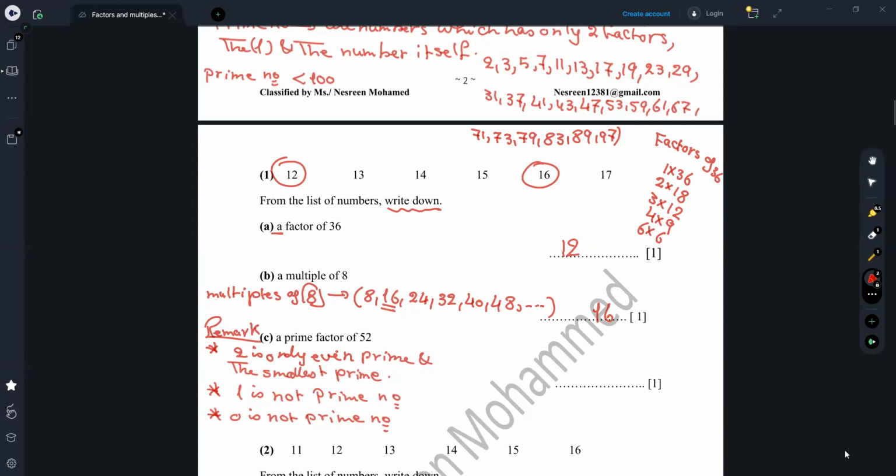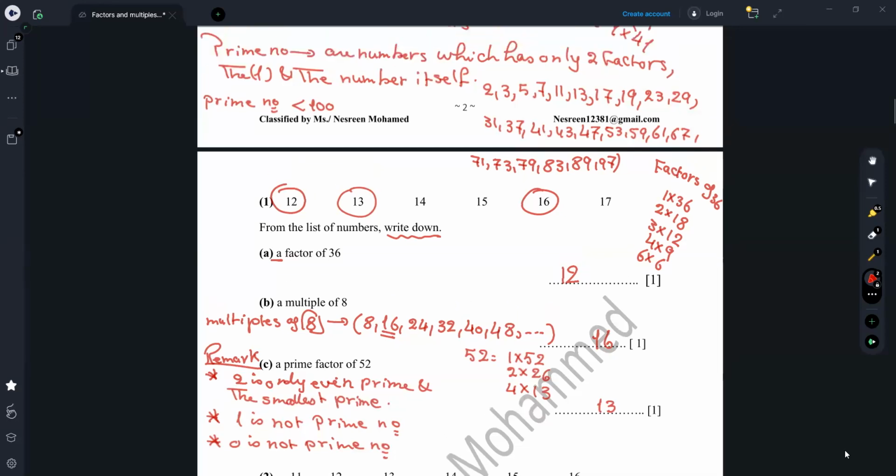A prime factor of 52. So I want here a prime factor of 52. If we come here to say 52, list all the factors of 52. 1 multiply 52, 2 multiply 26, 4 multiply 13. Which of these numbers is a prime and is included in the list? It will be 13. So a prime factor of 52 is 13.